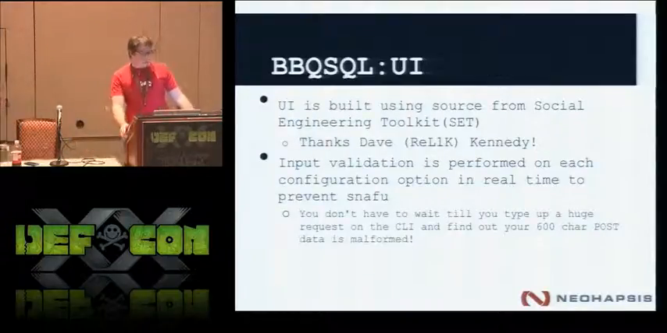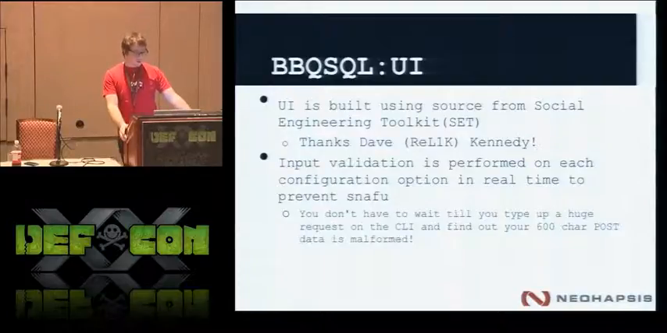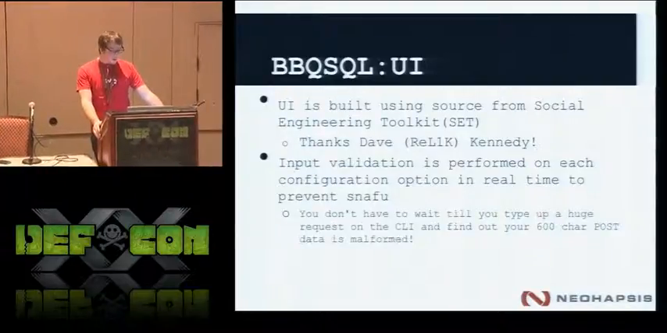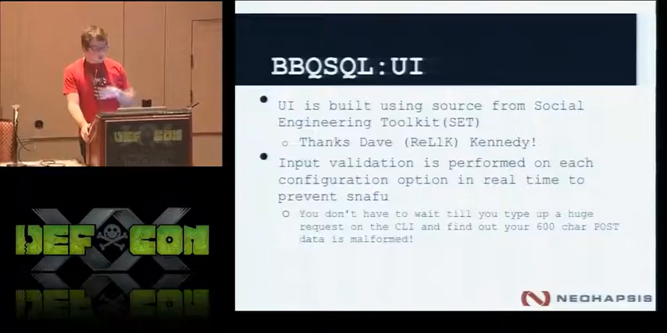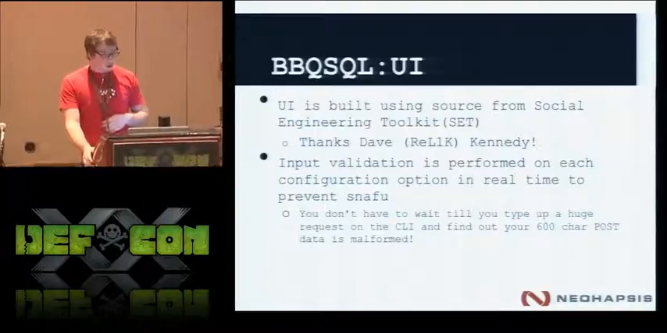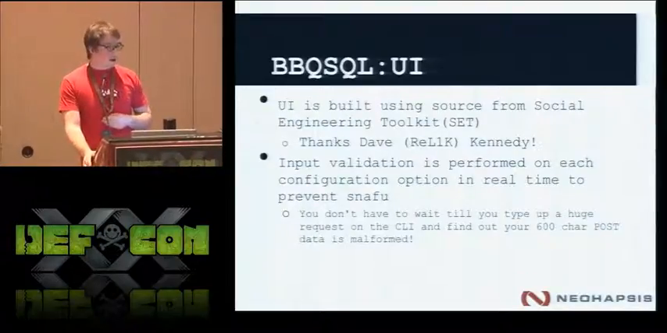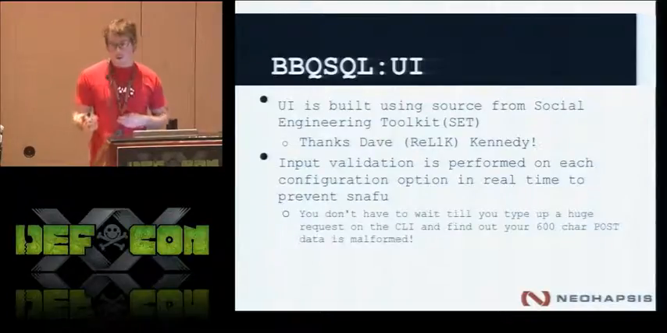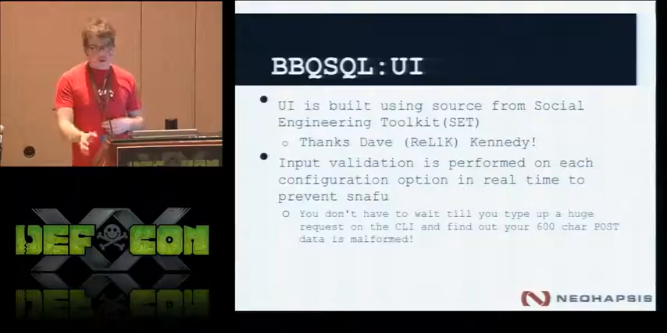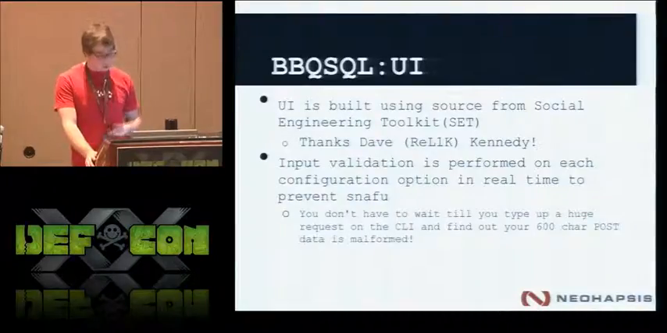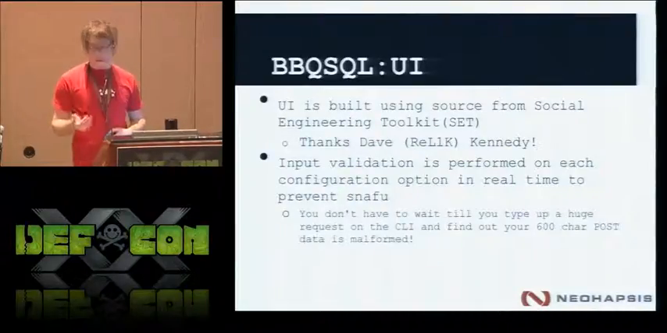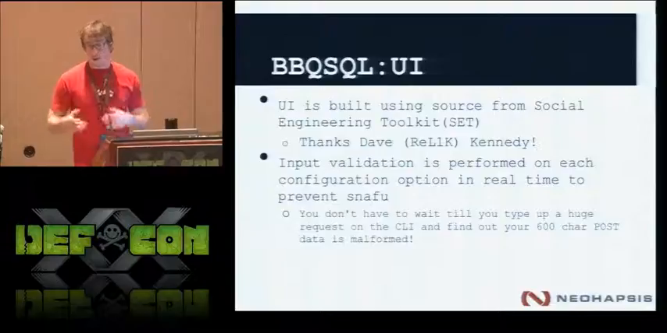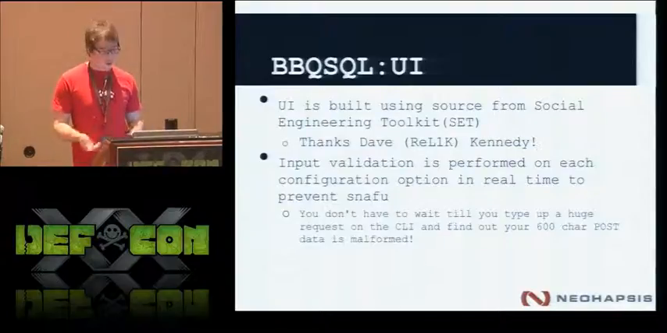So I talked a little bit earlier, but the UI is basically built on the source for the Social-Engineer Toolkit. I also mentioned that input validation is performed on each configuration option. We found this to be pretty handy because you're setting up really complicated requests and things can get hairy pretty quickly, especially if you're doing something weird. By performing input validation on each of those objects within the UI, we can help guide you along the way as you build out your complicated request.